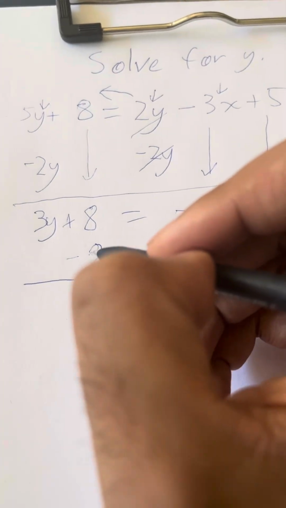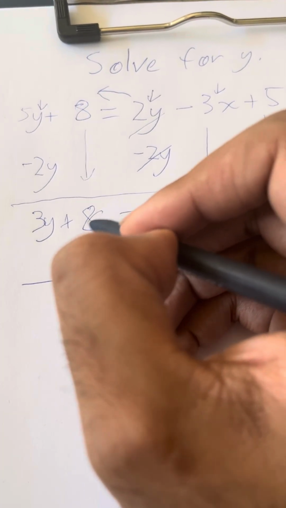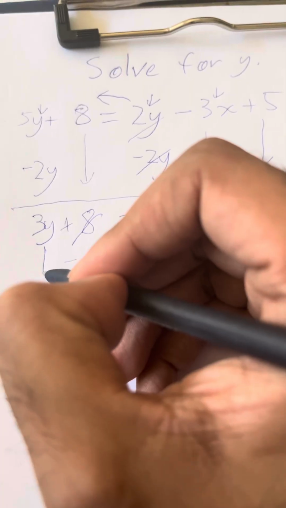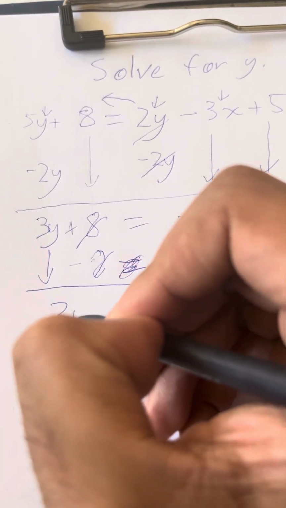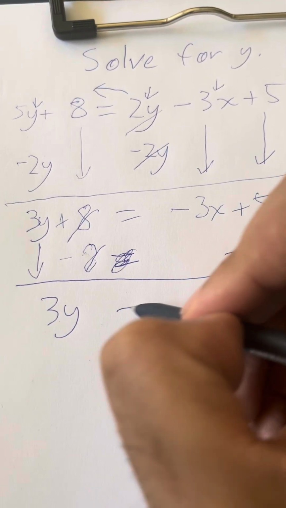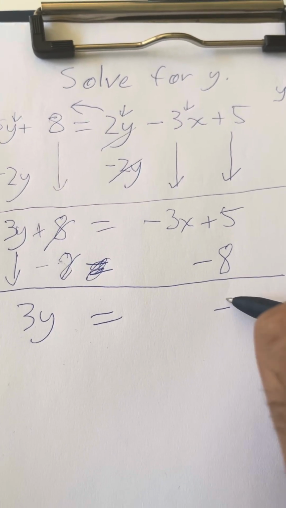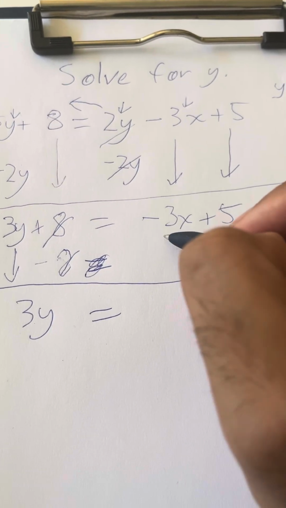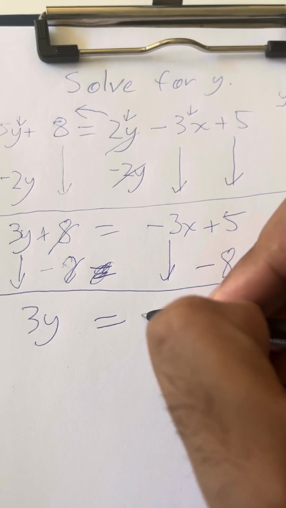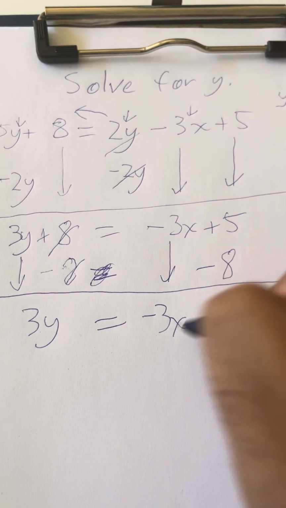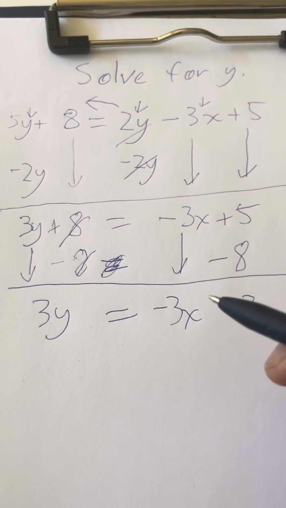So minus 8 and 8 cancel. Okay, 3y, that'll come down. So we have 3y. Then we'll bring down the equals, okay? And then 5 minus 8, what is that? That's negative 3. Okay, cool. So then I've got to bring down this negative 3x. That hasn't changed at all. So negative 3x minus 3.